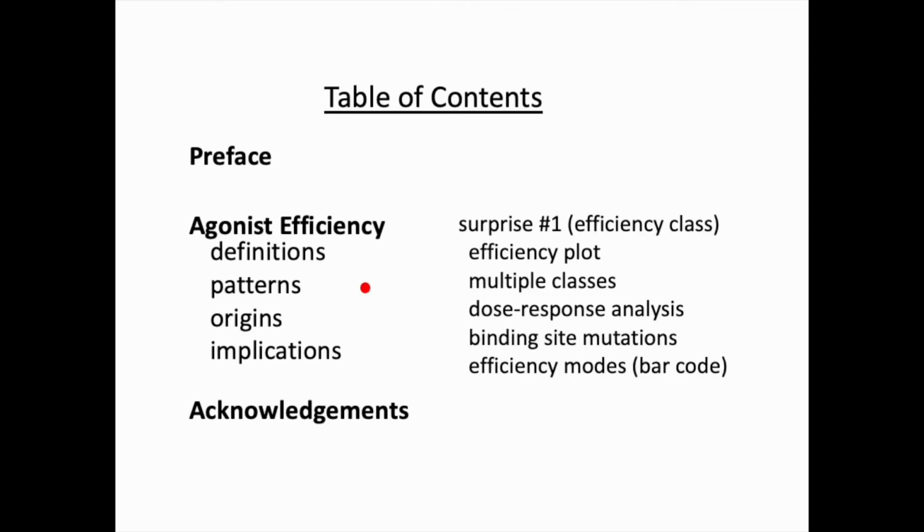The second chapter is about patterns of agonist efficiency in nicotinic receptors. And I will start this chapter with what I'm calling a surprise, an unexpected experimental result. And that is that there is such a thing as an efficiency class. Many agonists have the same efficiency. This is really what makes agonist efficiency a very interesting parameter.